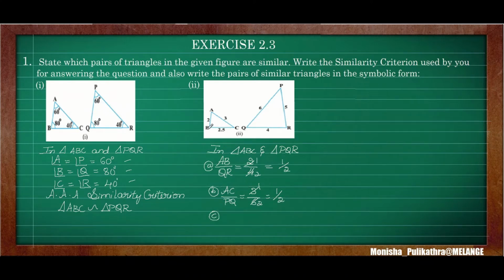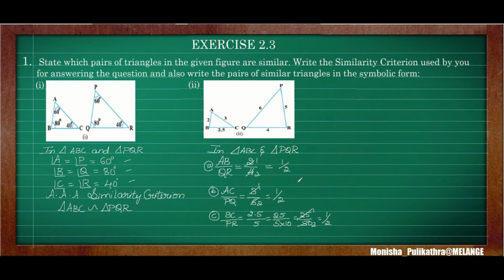Next, the third ratio, BC by PR. BC is 2.5 divided by PR is 5. After the point only one digit is there. In order to remove the point, we need to put a 10 in the denominator, since the number is in the numerator. So 25 divided by 5 into 10. 5 into 10 is 50. So 25 divided by 50, 25 ones are 25, 25 twos are 50. Again 1 by 2. So all the ratios are equal.